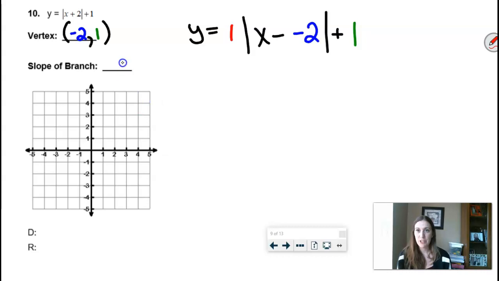And then the slope of your branch again is a 1 over 1. So plot that, (-2, 1). And then our branch is moving, remember this means up 1, and then not just right 1, but also left 1. Up 1, right 1, and up 1, left 1.